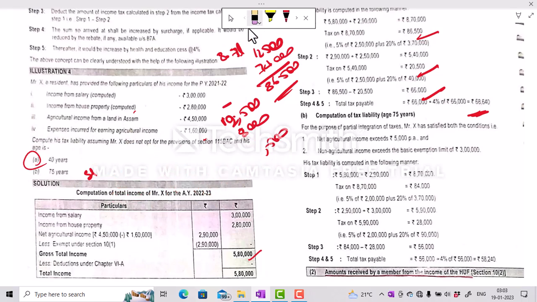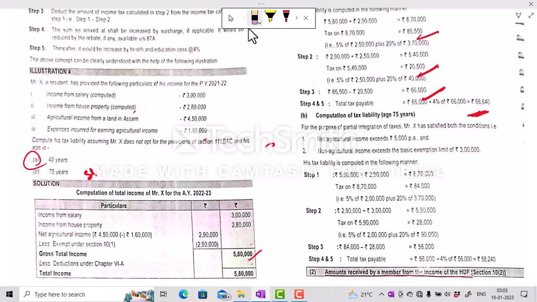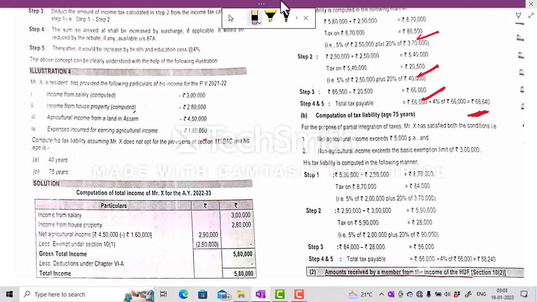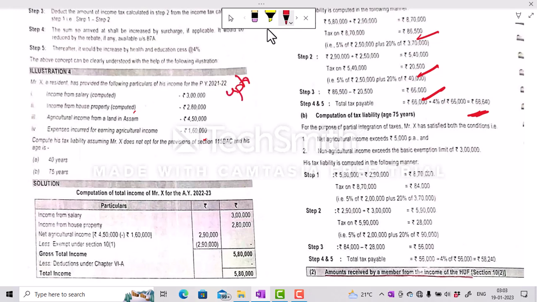Okay, and we will calculate for 75 years age group. What is difference between 40 years and 75 years? Basic exemption limit will be different for them. So for 75 years age group, it comes under 60 to 80, and basic exemption limit will be 3 lakhs. So up to 3 lakhs nil. 3 lakh to 5 lakhs 10,000.